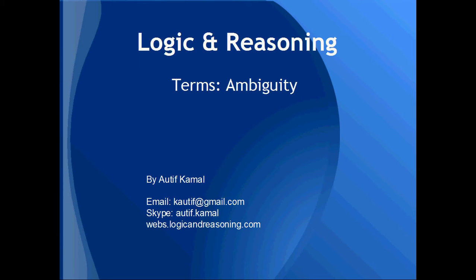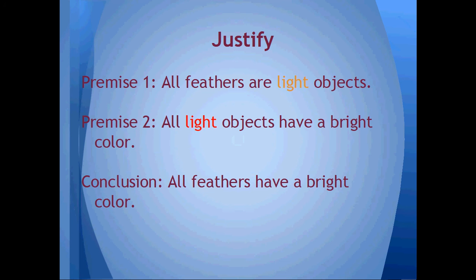Okay, so let's move on to terms and ambiguity. Now, this argument will illustrate how ambiguous terms in an argument make it misleading. Ambiguous terms make an argument misleading in terms of making it appear logical when it's not. For the first premise, all feathers are light objects. Light in the first premise falls under the general category weight, as in the weight of an object. In premise 2, all light objects have a bright color. Light in the second premise falls under the general category tint. Conclusion, all feathers have a bright color.